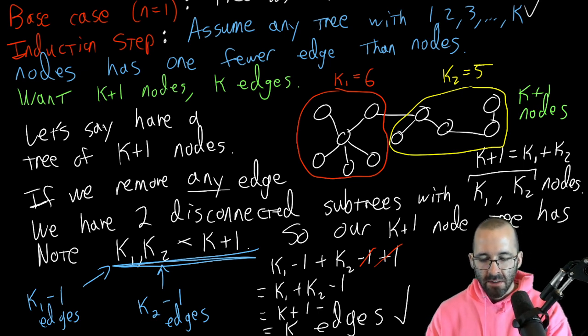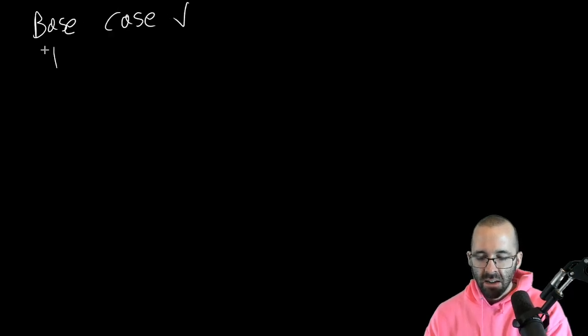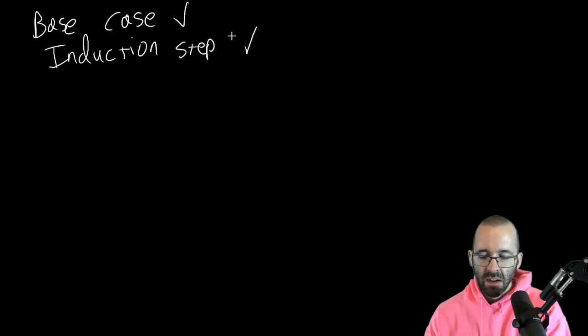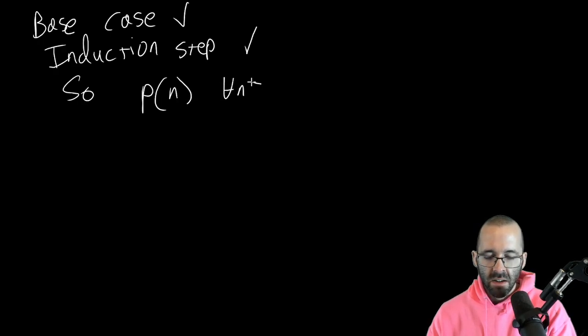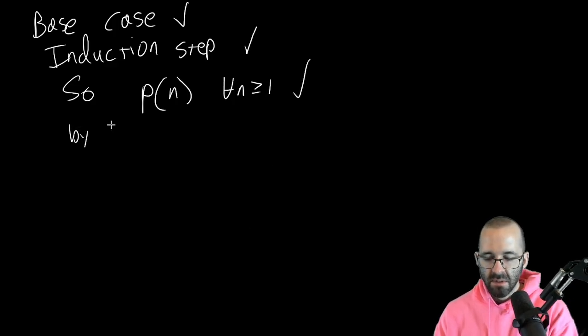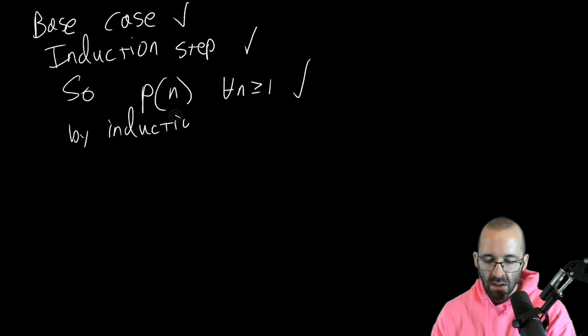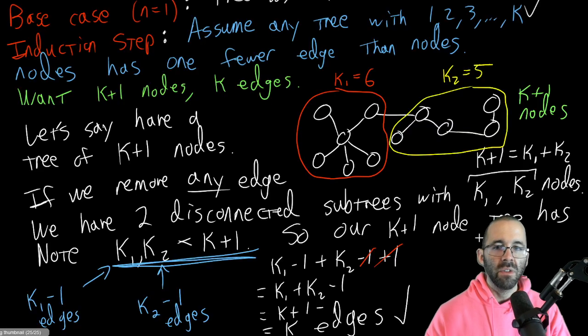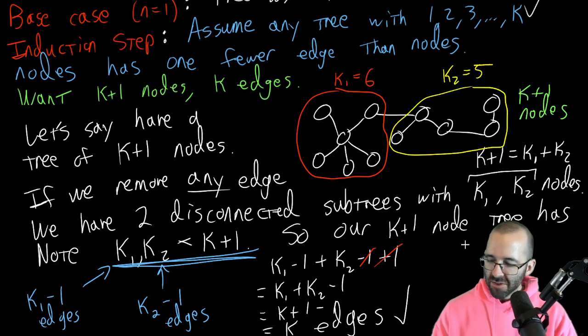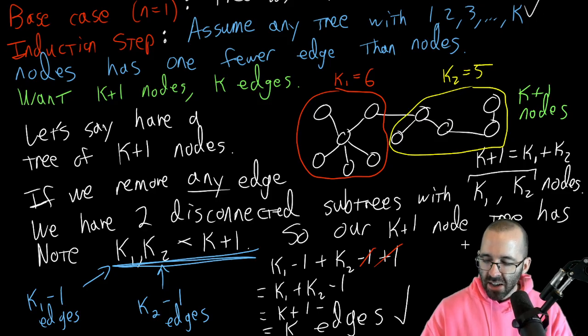All right. So we finished the inductive step. We've shown the base case. So base case, check. Induction step, check. So this predicate is true for all n at least 1. Check by induction. And that's how we can prove it. So this is fun stuff, very powerful stuff.